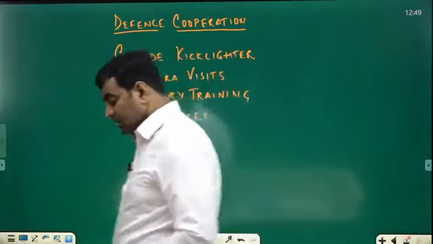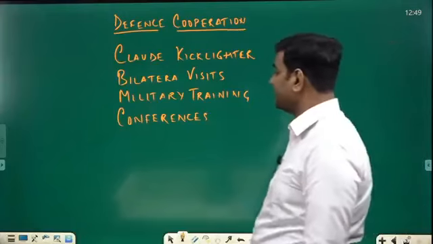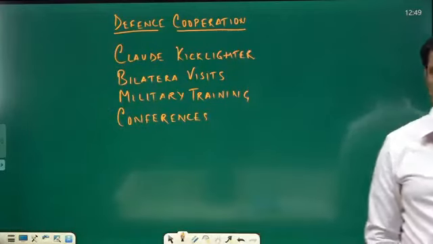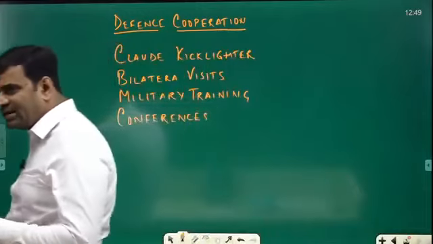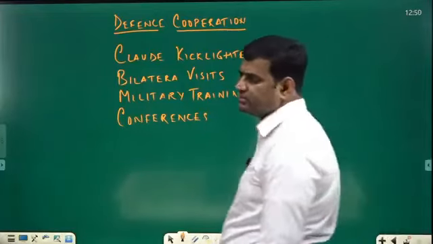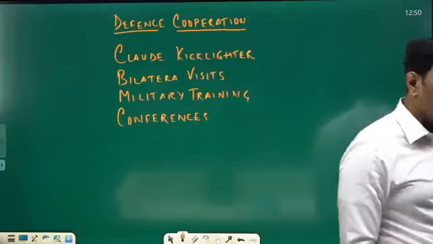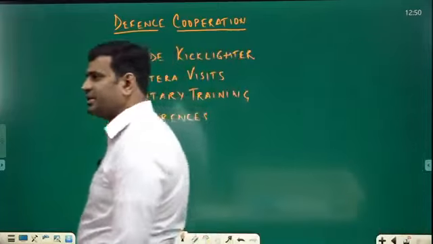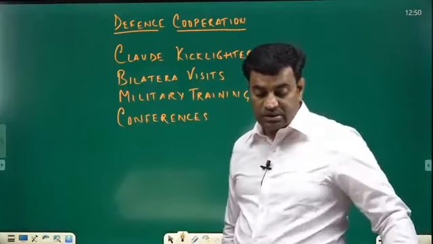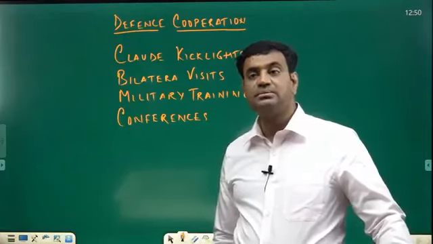The most important dimension of these proposals, also known as the Kicklighter proposals, was to invite India in the regional organizations and conferences sponsored by the US. Clear?